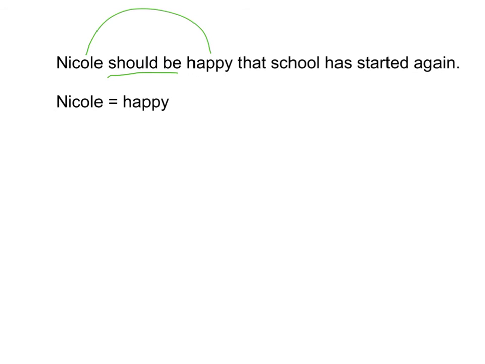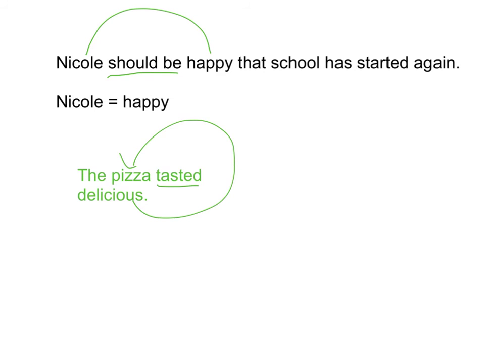If we say the pizza tasted delicious, then we can say that tasted is our verb, and tasted connects delicious with pizza, and so we can say that pizza equals delicious. That makes tasted a linking verb.